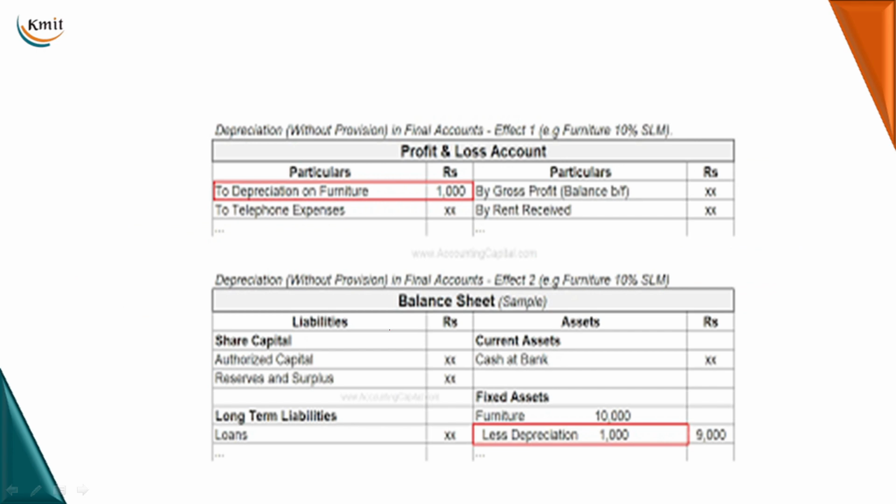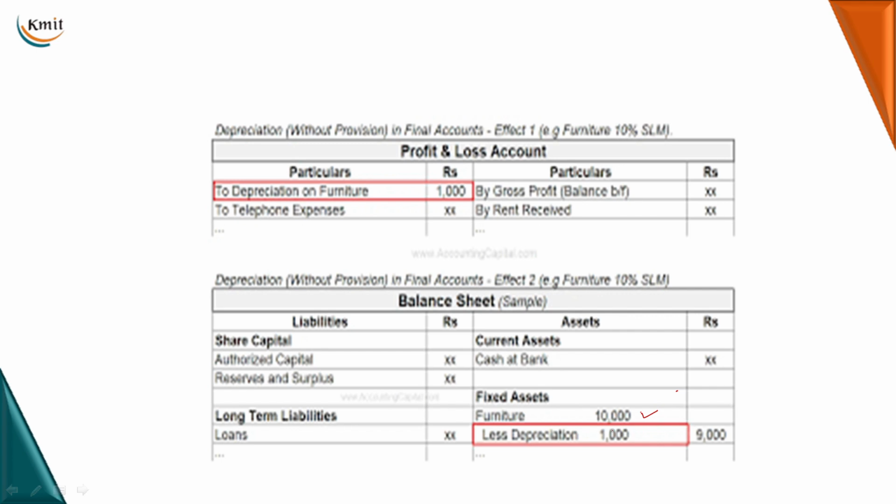Now here is one example given to you on how to make an adjustment pertaining to depreciation, right? So this is an asset in the balance sheet, furniture. So you are supposed to depreciate this furniture by 1,000 rupees. In some cases it will be an amount, or in some cases it will be a percentage on the value of the asset, whatever it is, right?